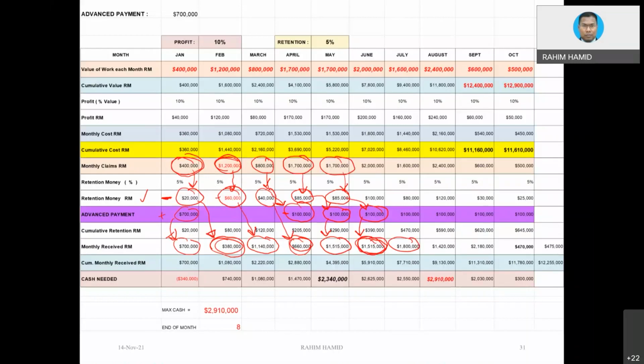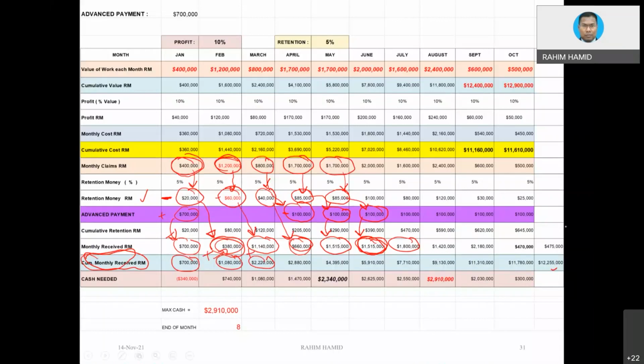So once you do that, then only you go into cumulative monthly received. Cumulative is basically month per month: the first month, and then you add the second month, you will get this value. You add the next one, you get the value. And at the end of the day, you will list out the values.